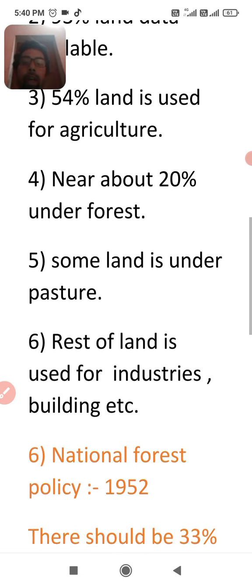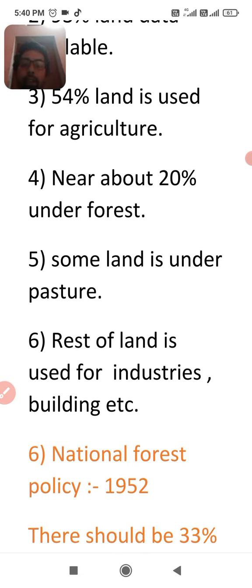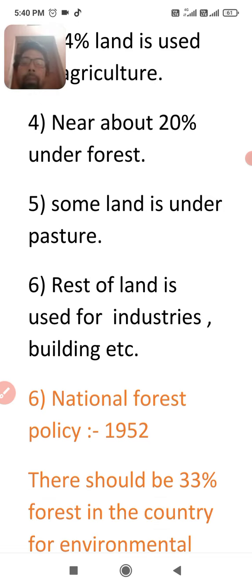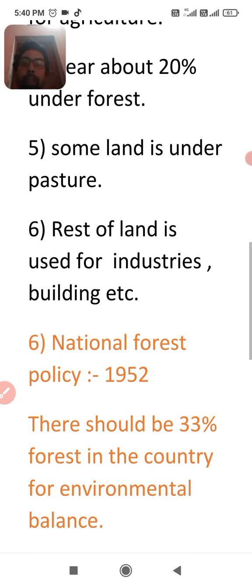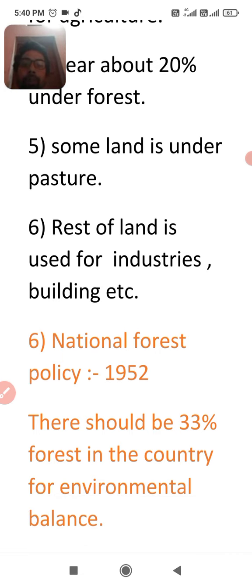And the next point, national forest policy. You know that the national forest policy was launched in 1952. This one is an important objective type question from the exam point of view. Next point, there should be 33% forest in the country for environmental balance. According to the national forest policy, there should be 33% forest in the country, and you know that India has only near about 20%, which is not sufficient.